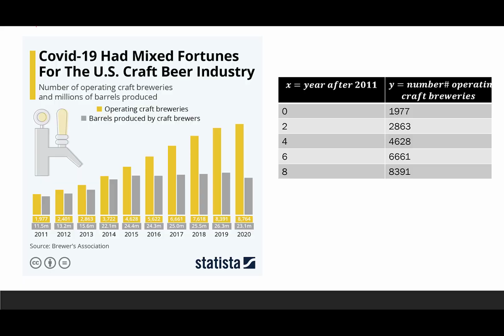So let's look at one more, and I thought it'd be good to look at something that's business related. So this has to do with the number of operating craft breweries. This starts in 2011 and it goes up to 2020. In the chart though, I only picked every other year. So I started with X being the year after 2011, and I selected 0, 2, 4, 6, and 8. So this corresponds to 2011, 2013, 2015, 2017, and 2019. I didn't use all the data this time. And then the Y is the number of operating craft breweries during that year.